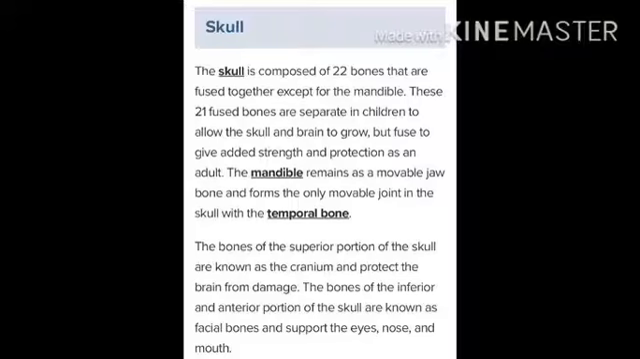The mandible remains as a movable jaw bone and forms the only movable joint in the skull with the temporal bone. The bones of the superior portion of the skull are known as the cranium and protect the brain from damage. The bones of the inferior and anterior portion of the skull are known as facial bones and support the eyes, nose and mouth.